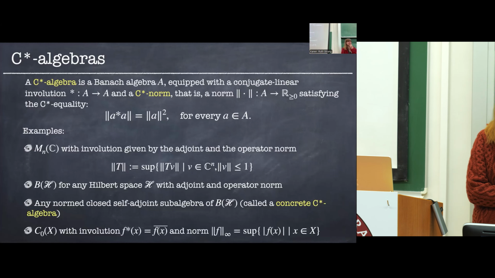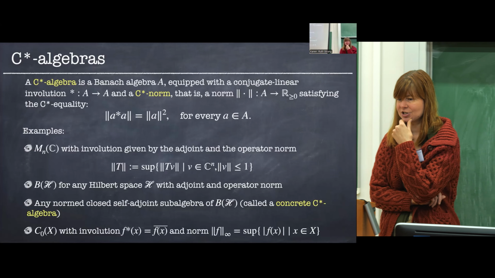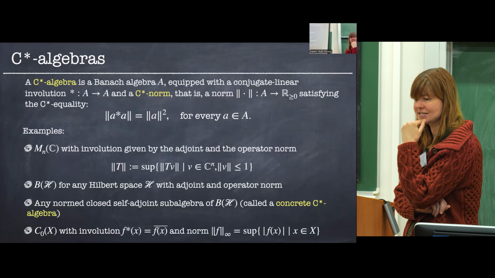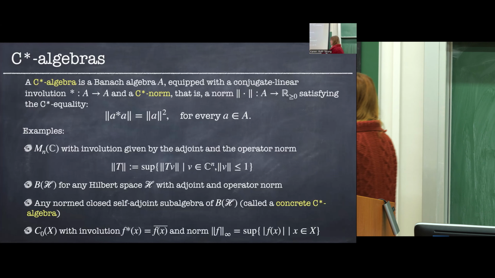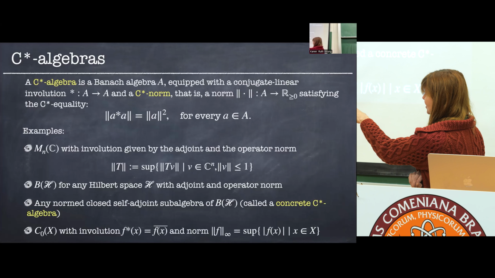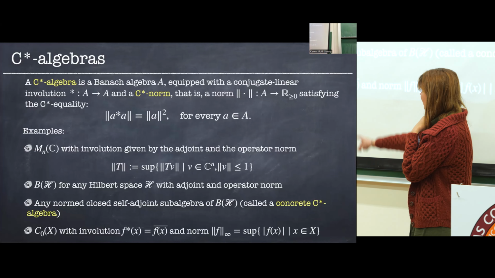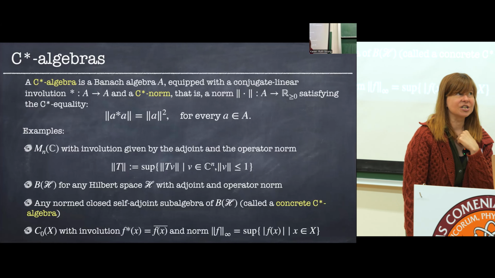Another typical example are commutative C-star algebras. You take X to be a locally compact Hausdorff space, and you look at functions vanishing at infinity on that space. Your involution is just taking the complex conjugate.